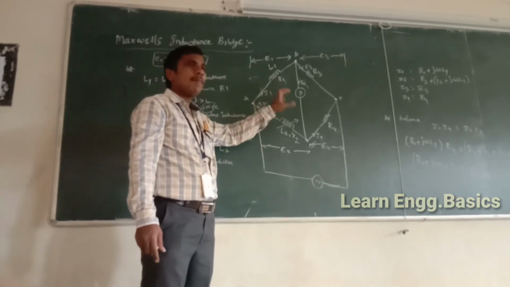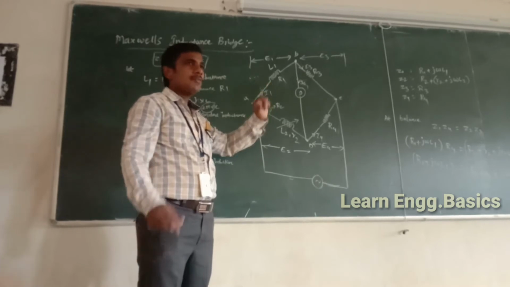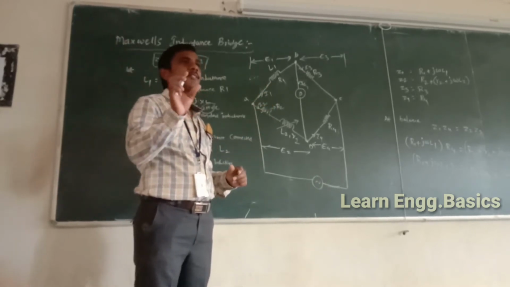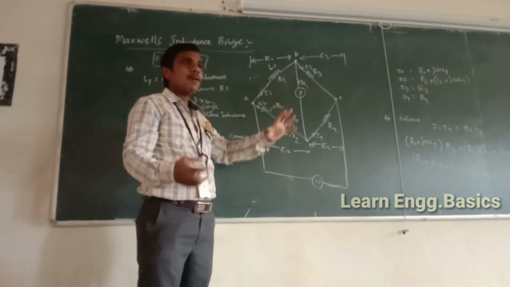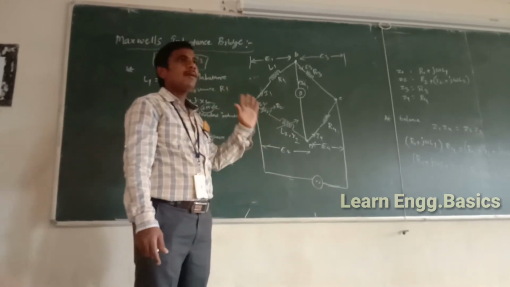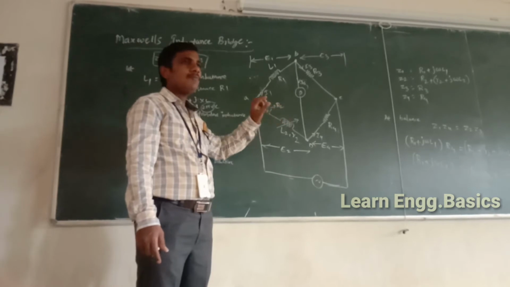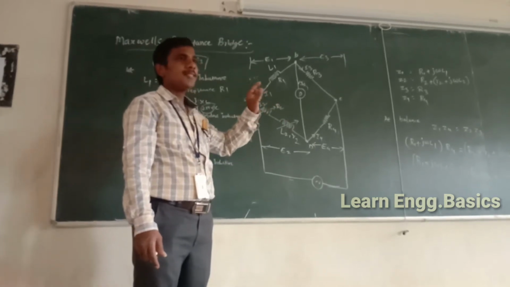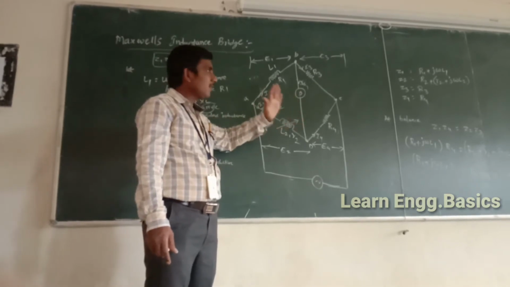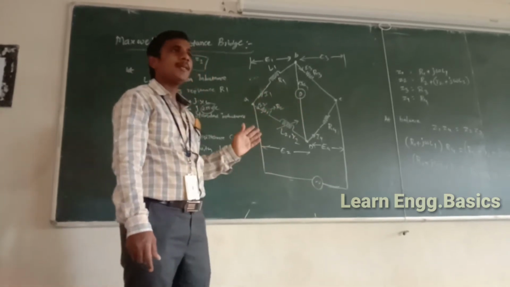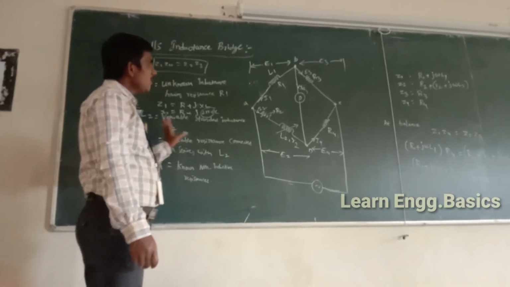In the laboratory experiment, when the sound coming from the headphones is very low, at that moment the bridge is balanced. If the sound is coming from the headphones, then the bridge is unbalanced. If the sound is reduced to very little, at that moment the bridge is in balanced condition. We have to remember that we use headphones for the experiment in the laboratory. This is the bridge balance.